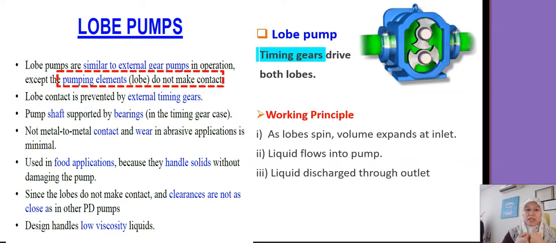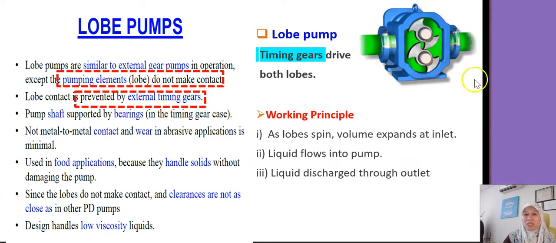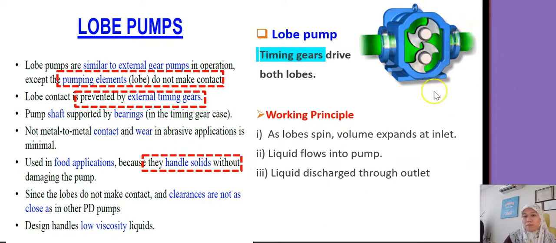Dia pakai apa? Dia pakai timing gear. Okay. Sebab dia kena timing betul, sebab dia tak boleh touch. So ni ada satu shaft untuk run dia, timing motor kat sini pun ada satu. Okay, timing gear kita panggil. Dia make sure dia tak kena pun ni. Okay, these two rotor takkan bersentuh. Okay, they handle solid without problem. Sebab apa? Dia tak banyak gigi-gigi kecil and is very easy to clean up.